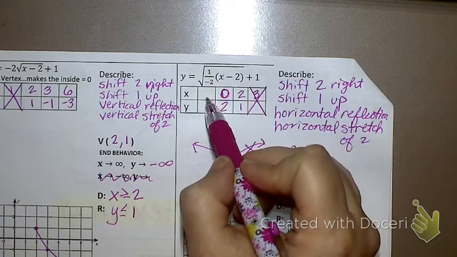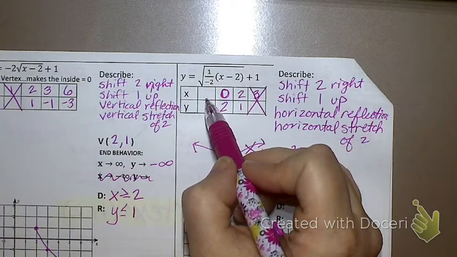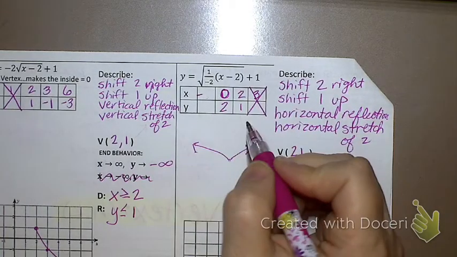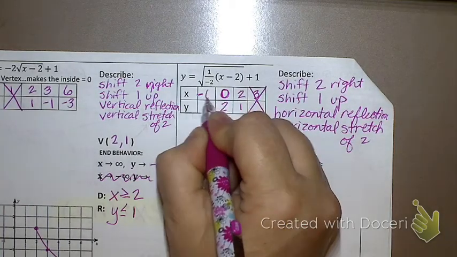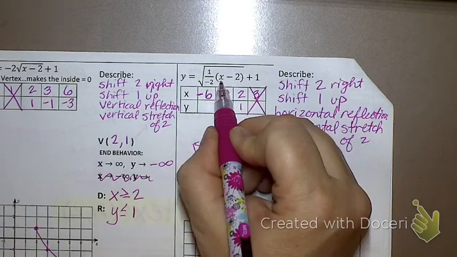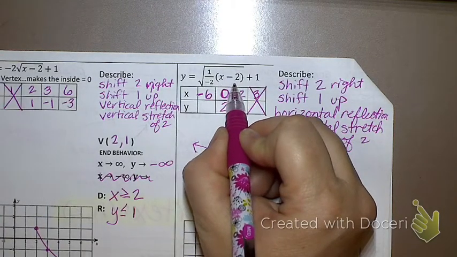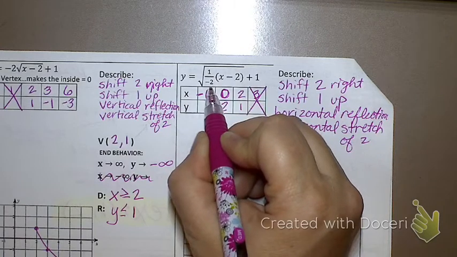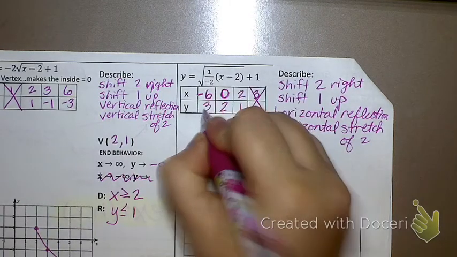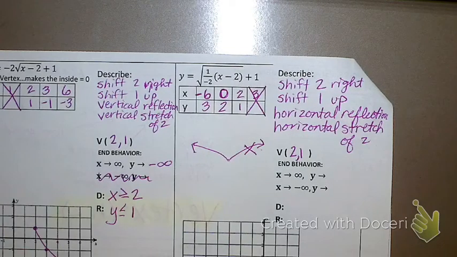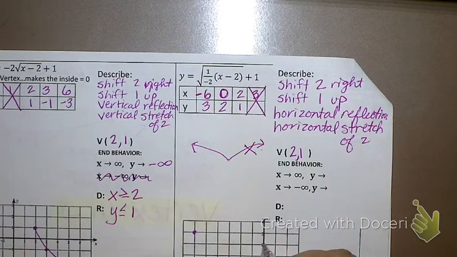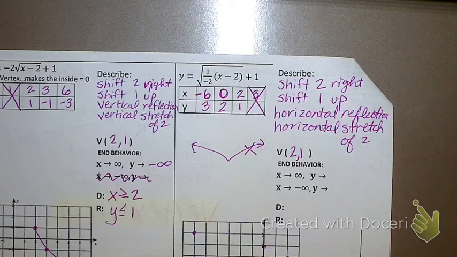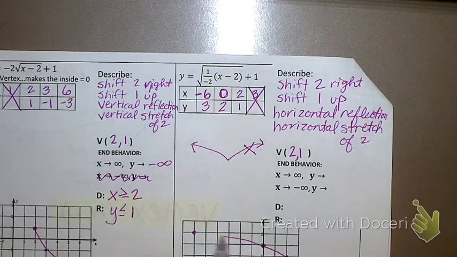Any guesses as to what this next number is going to be? It's got to be negative, because I've gone through all the positives. Negative 6, I heard? Because negative 6 minus 2 is negative 8. Negative 8 times negative 1/2 is positive 4. Square root of 4 is 2, plus 1 is 3. So let's graph this guy. Negative 6, 3, 0, 2, and 2, 1. Which one is my vertex? 2, 1. So that's my starting point, and my graph is going this way.